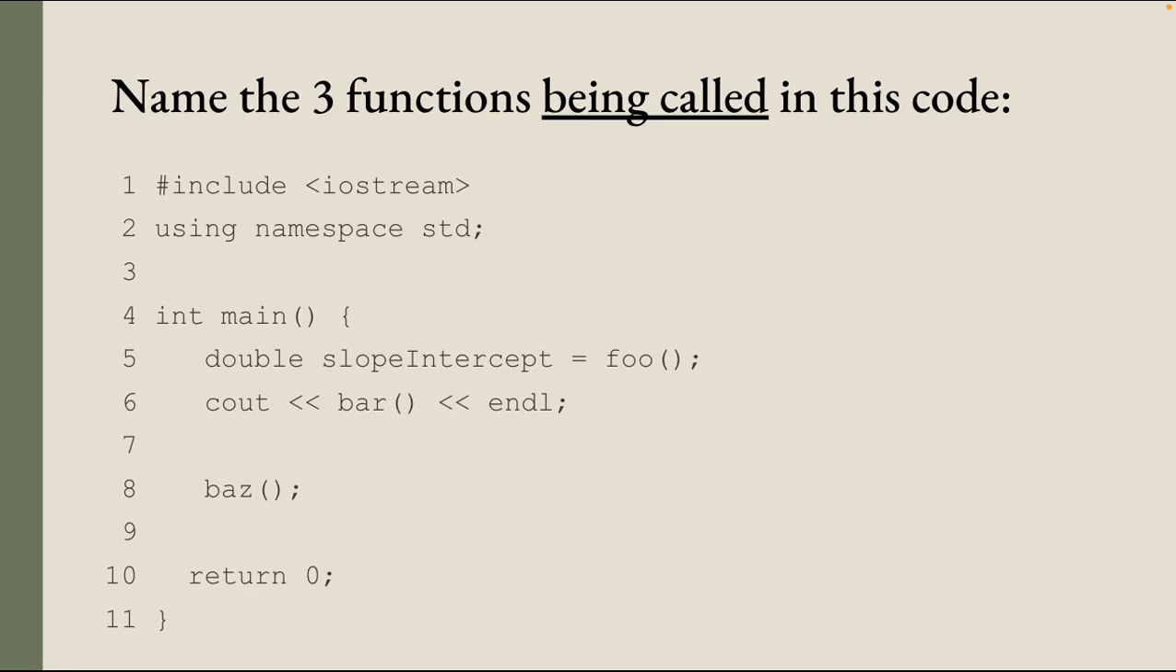On line 5 is where we end up calling our first function. It's called foo. We know that because it has a name, just like a variable has a name, and then it has its parentheses. Questions on that?